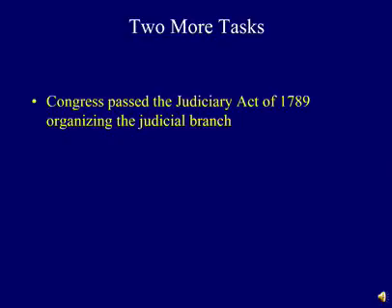Another task for Congress was to pass a Bill of Rights. This had been promised by supporters of the Constitution to appease anti-federalists during the fight for ratification. Congress proposed several amendments, and 10 were adopted by the states and became part of the Constitution in 1791.